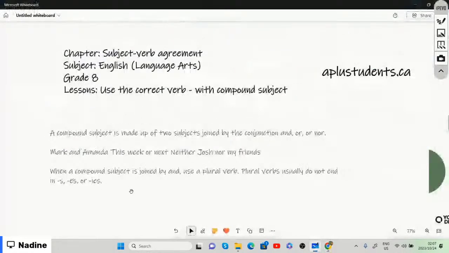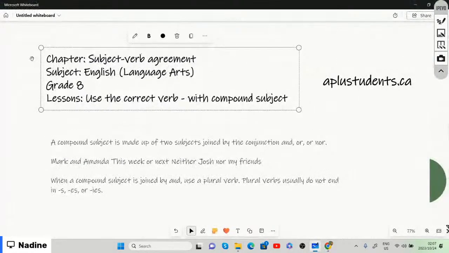So our chapter is subject verb agreement. Our subject is English language arts, grade 8. And the lesson we are focusing on is to use the correct verb with compound subjects. We are doing our tutorial lesson on aplusstudents.ca.